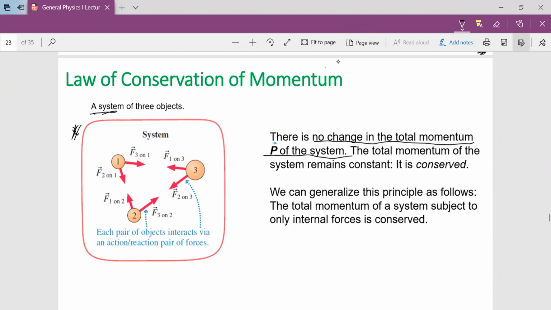And if that happens, when the total momentum of the system remains constant, we say that system momentum is conserved. Okay, so we also use this idea to generalize to every other system, even if they exceed more than 3, like we're seeing now. As long as the total momentum of the system is conserved or remains unchanged, we'll say the momentum is conserved.